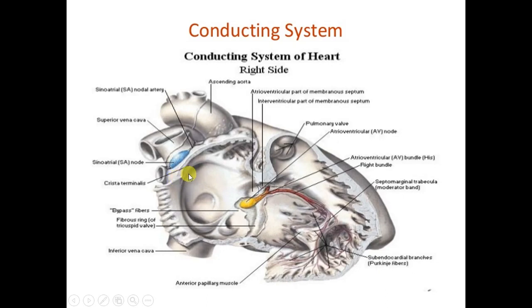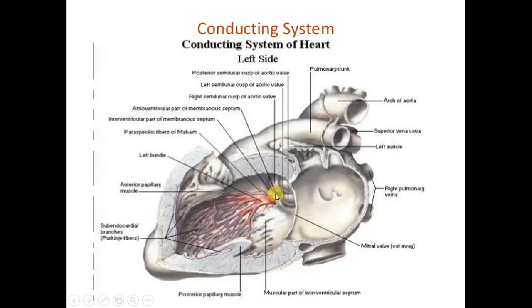And here will be the upper part of the sulcus terminalis, and then here are the branches. We see from the left side the left bundle branch, which is bigger than the right bundle branch because it supplies most of the interventricular septum also. So the left branch is bigger than the right bundle branch.